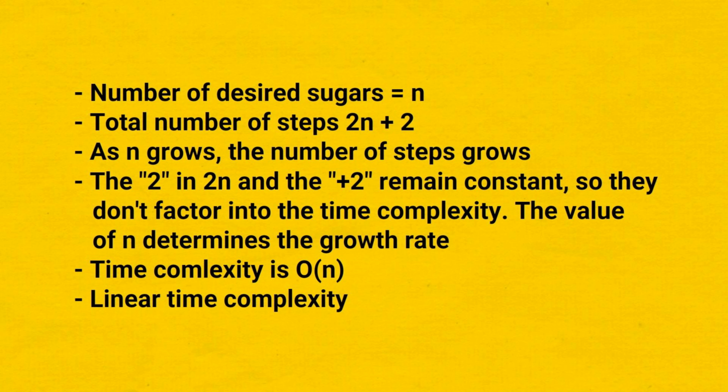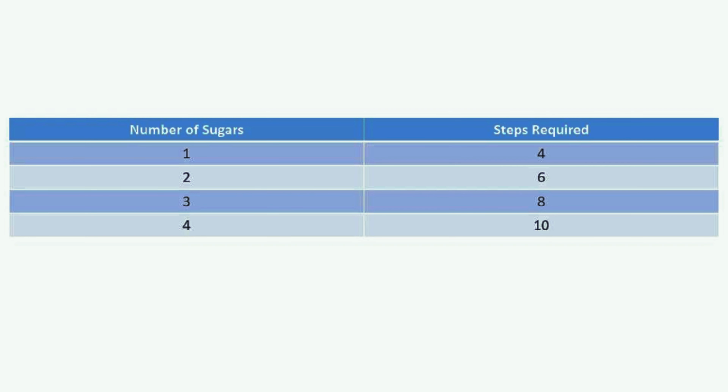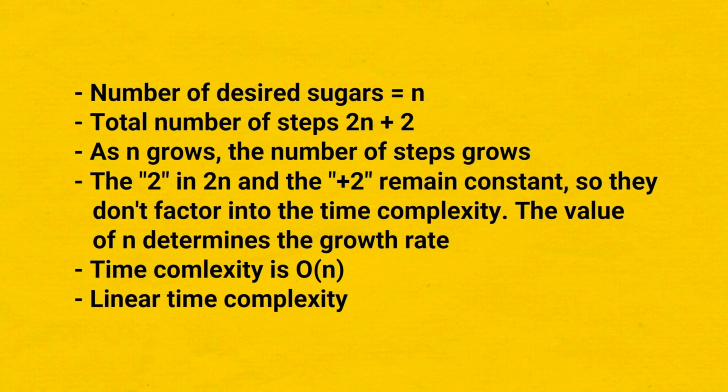It's n that's influencing the number of steps, and so in this case, we say that the time complexity for this algorithm is O of n. And because the time complexity for this algorithm increases in a linear fashion, we consider this to be linear time complexity. So a time complexity of O of n is linear time complexity. If we go back to our table, we'll see that we go 4, 6, 8, 10, and of course we're going to keep going 12, 14, 16, 18. That's a linear progression. It's a linear sequence. And so the time complexity of our adding sugars to tea algorithm is O of n.